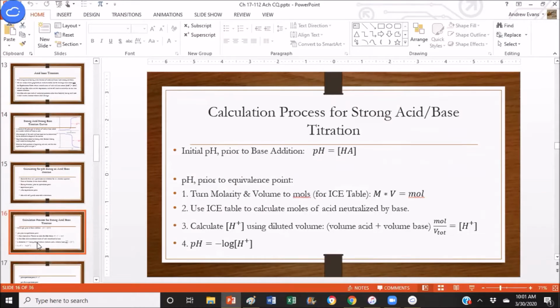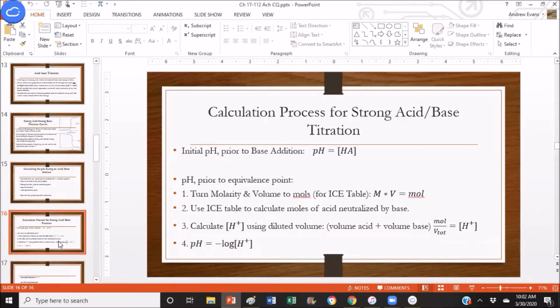Step 1, you calculate your moles, which is just molarity times volume. Step 2, you do the ICE table to neutralize acid with base. Step 3, you redilute, because when you've added a volume of base to a volume of acid, the total volume has changed, so your concentrations will change. And finally, step 4, you just do pH equals negative log of H plus. So that's what we did last class.